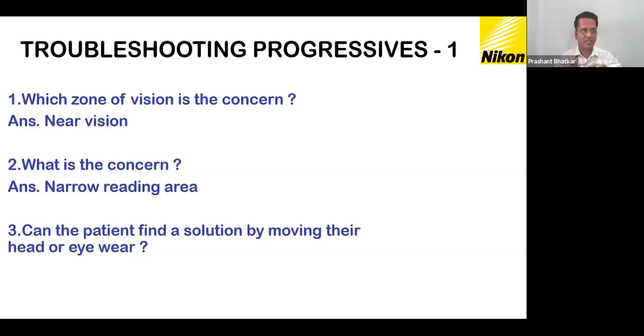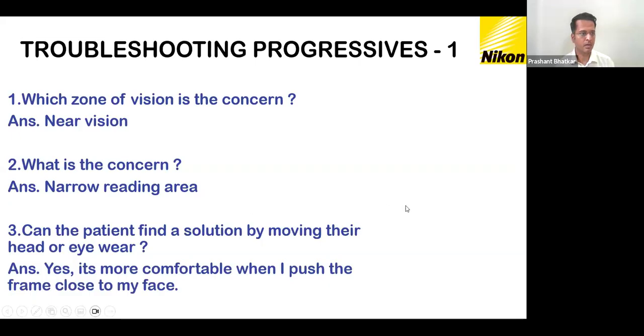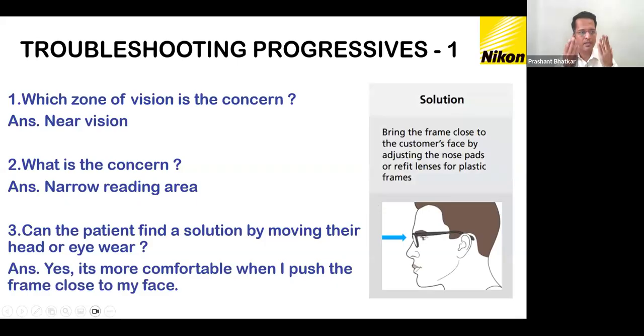So a good idea for this patient, because he also said that if I take it close, it is better, is to reduce the vertex distance, is to ensure that the frame can be taken closer. You take the frame closer, you reduce the vertex distance. And this is possible if the frame is a metal frame. If it is a metal frame, you can make some adjustments in the nose pad and ensure that the frame is seated close to the patient's face, and then he'll be comfortable. But if the frame is an acetate frame, you can't really do much in order to change the vertex distance. You might have to change the frame.